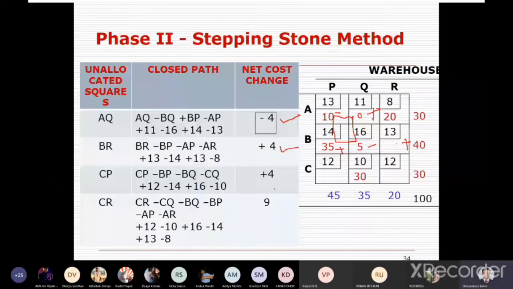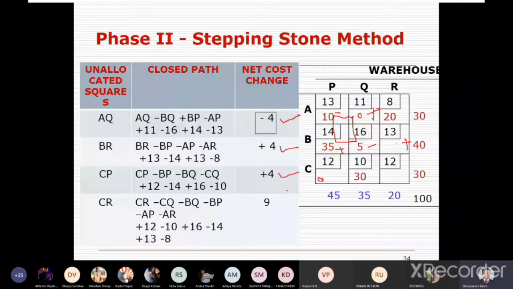So next is for CP. At CP, again make a closed path. For CP, you check where you can make a closed path. So if you go vertical, then towards right, down, and left, here you can easily make a closed path. So consider these values for making the closed path, and consider these costs for calculating the net cost. So it is plus 12 minus 14 plus 16 minus 10, and total is minus 4. So here also there is no chance to improve the solution.